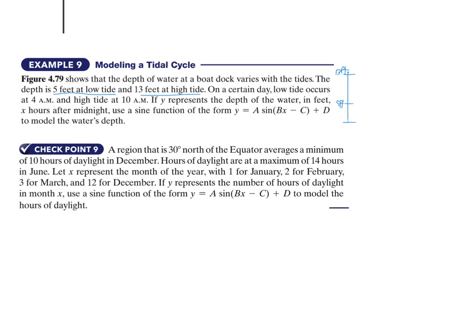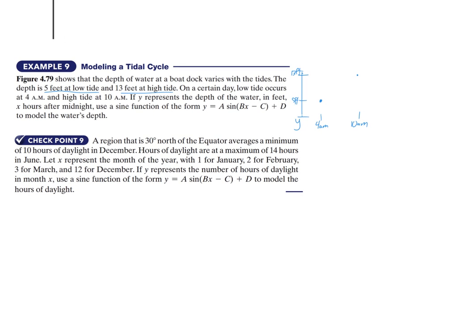On a certain day, low tide occurs at 4 a.m. and high tide at 10 a.m. So if y represents the depth of water in feet x hours after midnight, use a sine function of the form a sine of bx minus c plus d to model the water's depth. So we have a scenario here that we need to model.